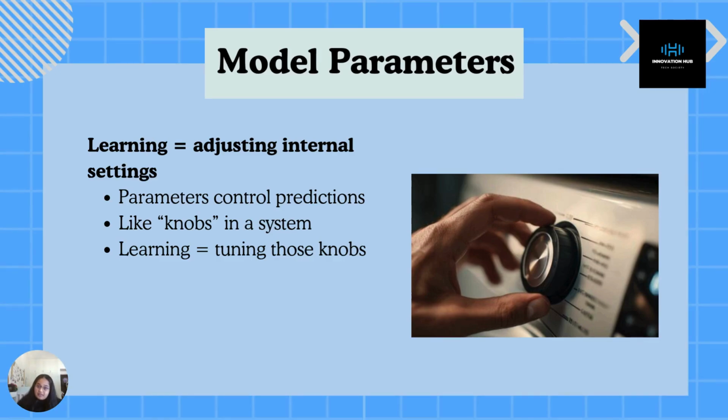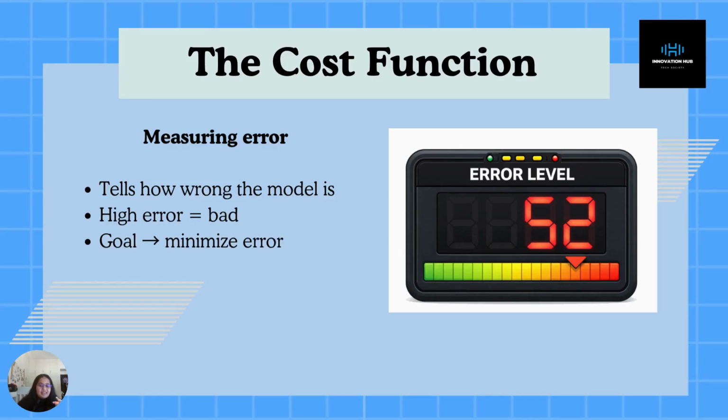And to adjust these parameters, the system needs feedback. And this is where the cost function comes in. A cost function is a mathematical function that measures how wrong the model is. It takes the predicted value, compares it to the actual value, and outputs a number representing the error. If the prediction is far from the actual value, the cost is high. And if the prediction is close, the cost is low. So the goal of learning is to minimize the cost function. It's important to understand that the cost function measures inaccuracy, or badness in a sense, but it does not measure success. So the lower the cost, the better the model is performing.